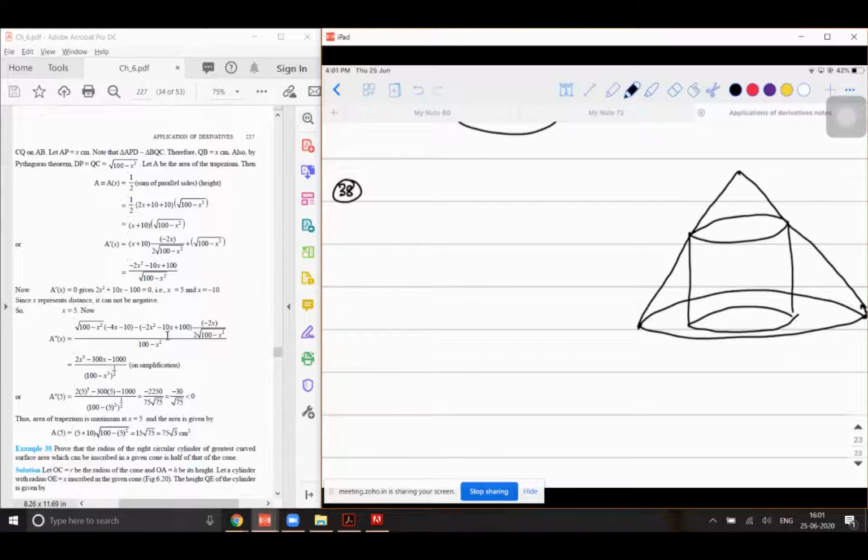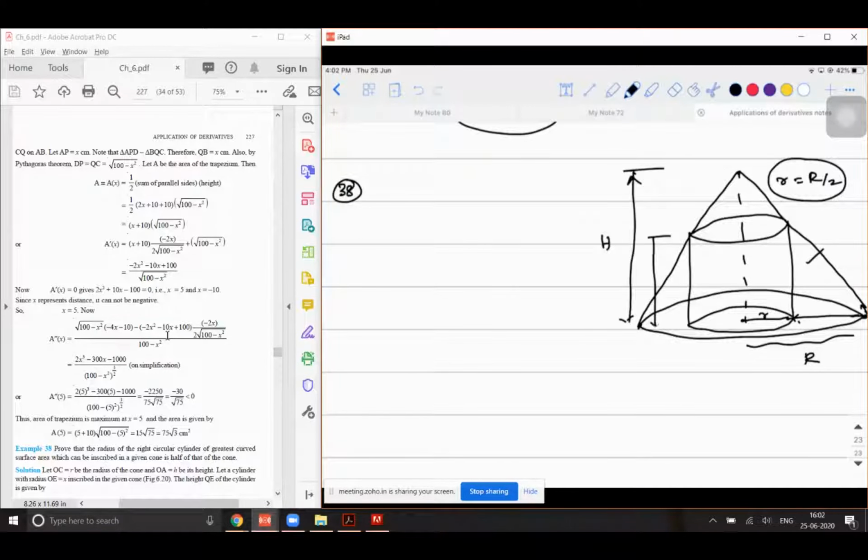When you inscribe the right circular cylinder, let's say the radius of the cylinder is small r, then the radius of the cone will be capital R. We need to prove that r is equal to capital R by 2, provided the cylinder has the greatest area possible. So I will drop a perpendicular. I will take this height to be capital H and this height to be small h. How to proceed?